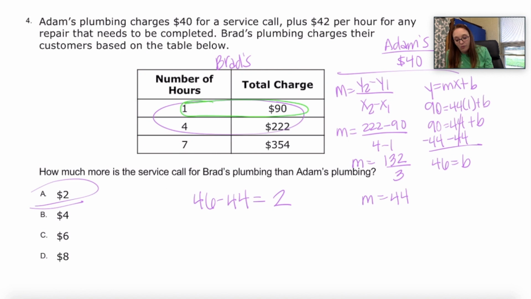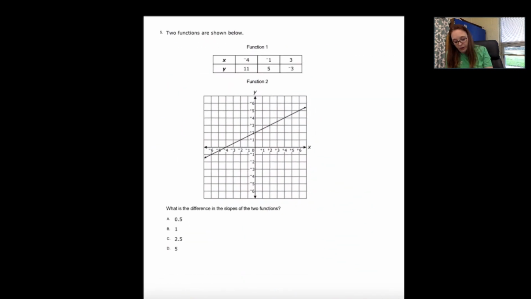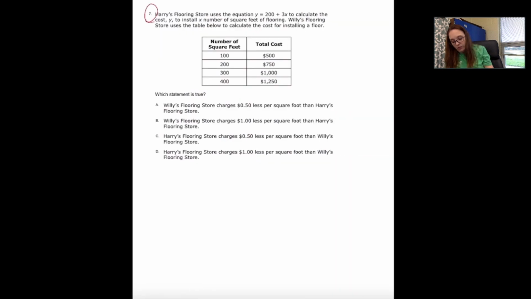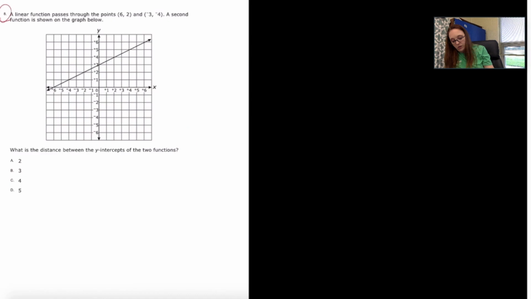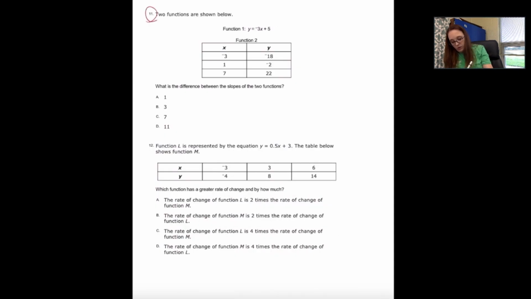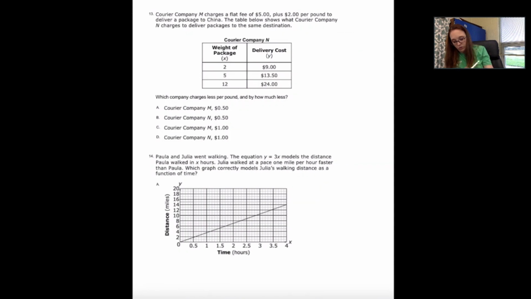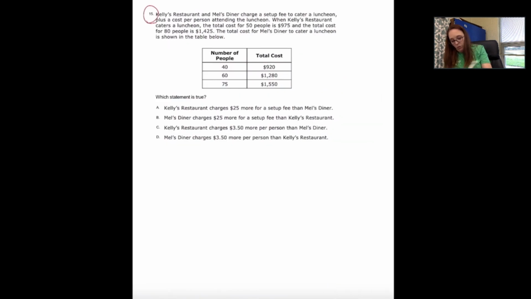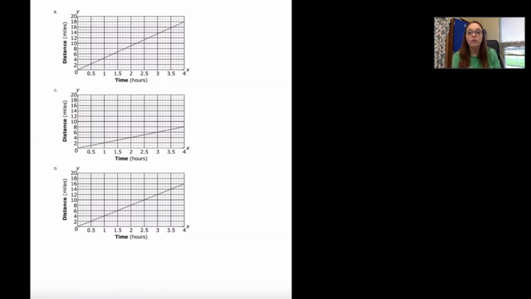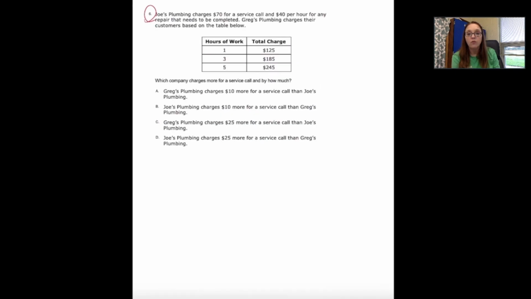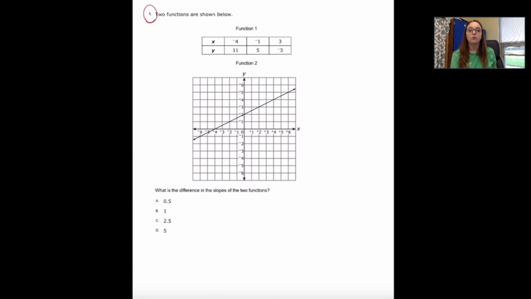Okay, now I want you to go to problem 5. I want you to look at problems 5, 6, 7, 8, 9, 10, 11, 12, 13, 14, go all the way to number 15. So you're going to finish the remaining problems here. So we're going to do 5 through 15. So pause the video and complete those problems. Good luck.